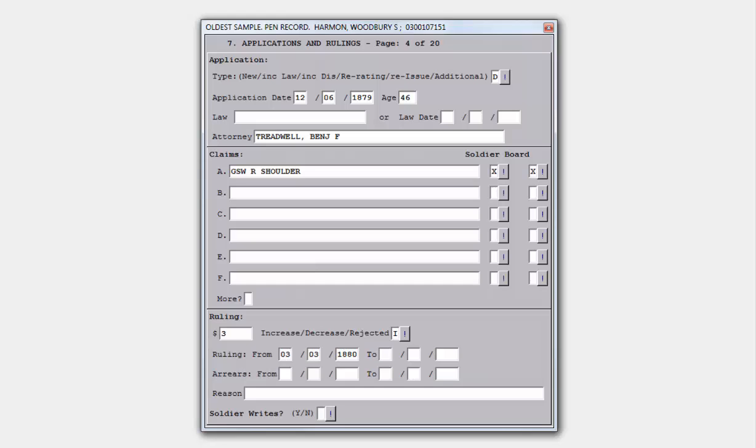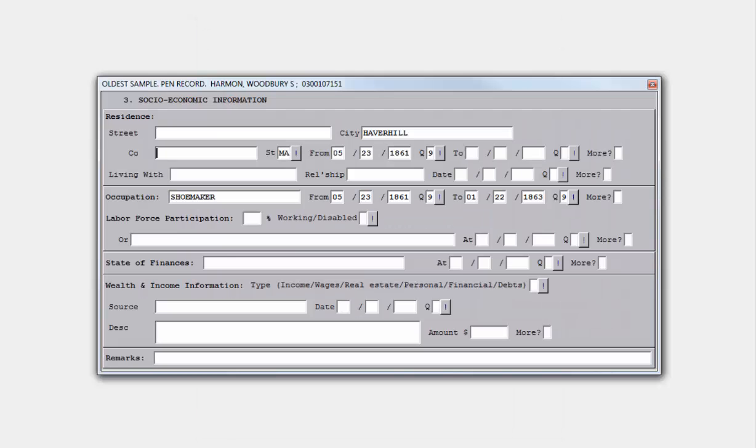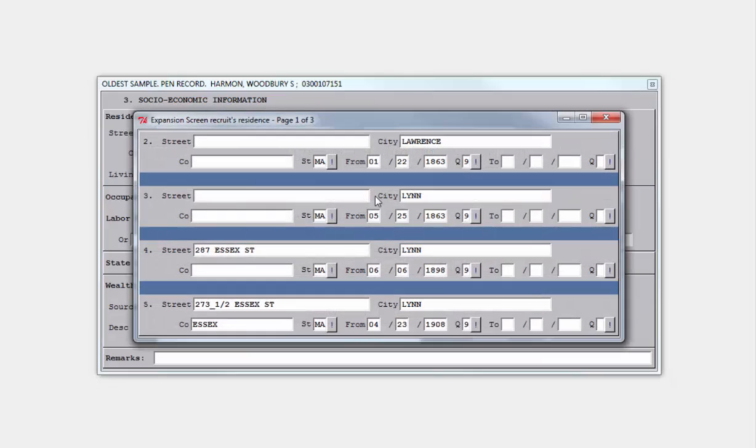Every application has a residence for the soldier. The inputter checks to make sure that the residence is not only input, but the window of time is accurate. We need to enter December 6, 1879 in the to date field with a quality code 9.